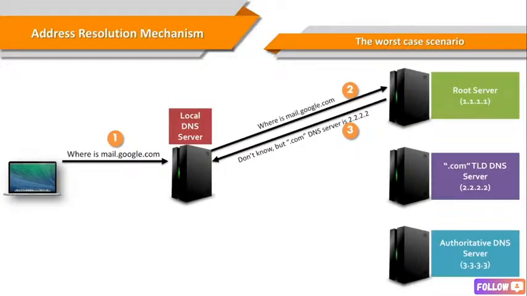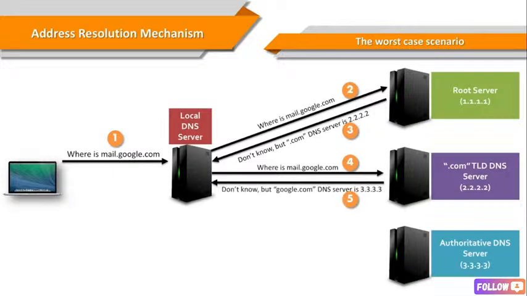So there are 13 sets of root servers in more than 300 locations around the world. Each TLD DNS name server stores the address information for second-level domains within the top-level domain, .com in our example. The second-level domain is google.com. When your query reaches the TLD server, it answers with the IP address of the domain's name server, which will provide the next piece of the puzzle.